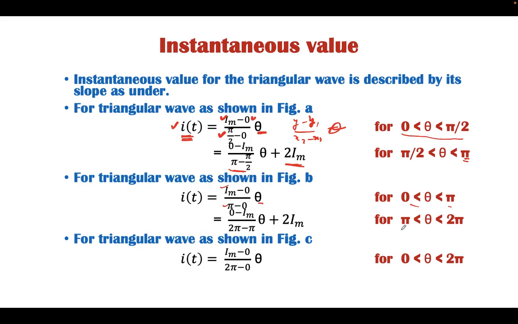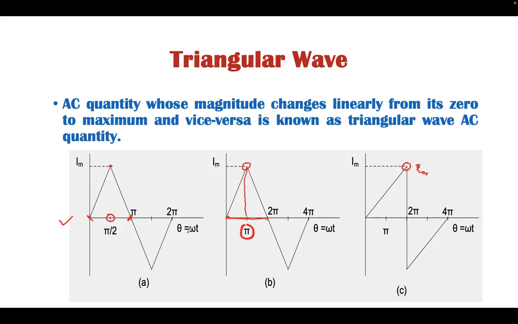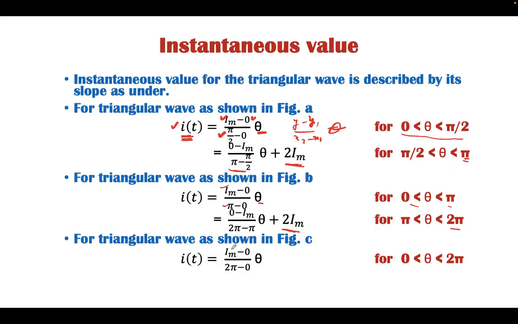When we are analyzing from pi less than theta less than 2 pi, then 2 Im is added in this function. Considering the third waveform, the complete cycle is between 0 to 2 pi, and hence if we analyze this function, it will automatically be analyzed for the next cycle.